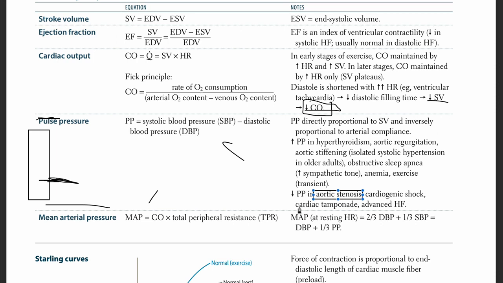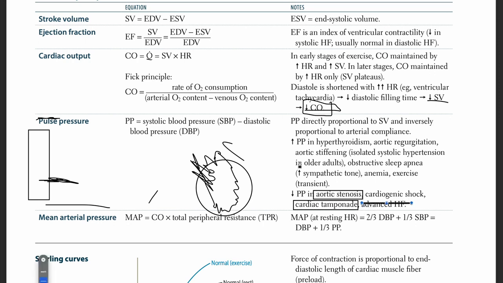Cardiac tamponade, that's when the pericardial space has fluid, so it's pushing in pressure into the epicardium and then into the myocardium, right? So that's what that is. It increases the diastolic volume, I guess. Okay, and lowers the systolic blood pressure. Sorry, not volume. And then you have advanced heart failure. We already discussed that. So that takes care of the pulse pressure.